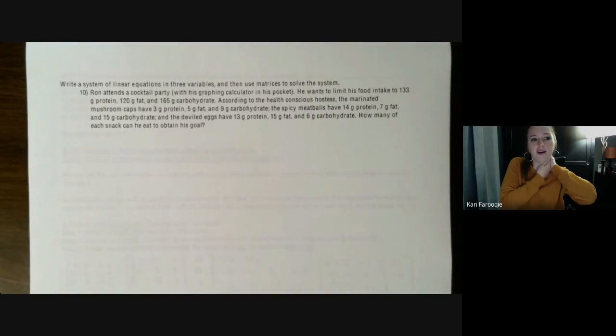Ron attends a cocktail party with his graphing calculator in his pocket. Of course, hello. Doesn't everybody? He wants to limit his food intake to 133 grams of protein, which is a lot for a cocktail party, I have to say. You know, it takes a lot to get to 133 grams of protein, 120 grams of fat, also a lot, and 165 grams of carbs.